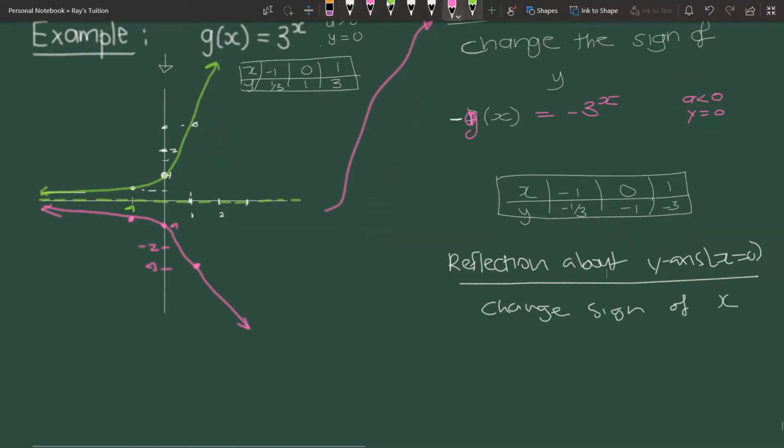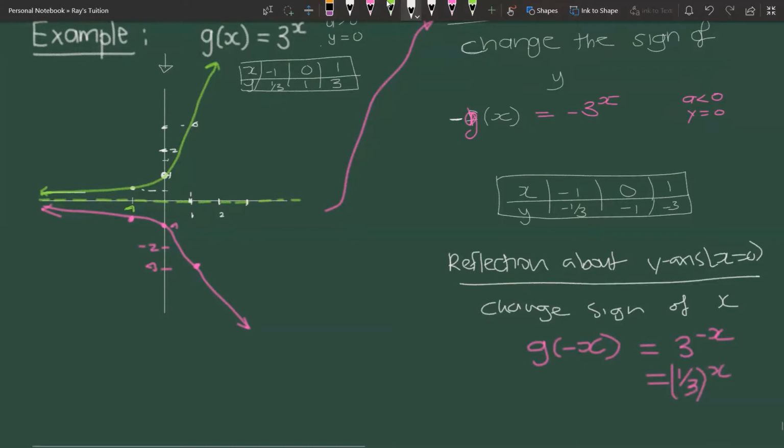So let us then calculate. In other words, we're looking for g of minus x. g of minus x means in the place of x, we're going to write minus x, so it's 3 to the power of minus x, which you can write as a third to the power of x to make the exponent positive. So this is the inverse.